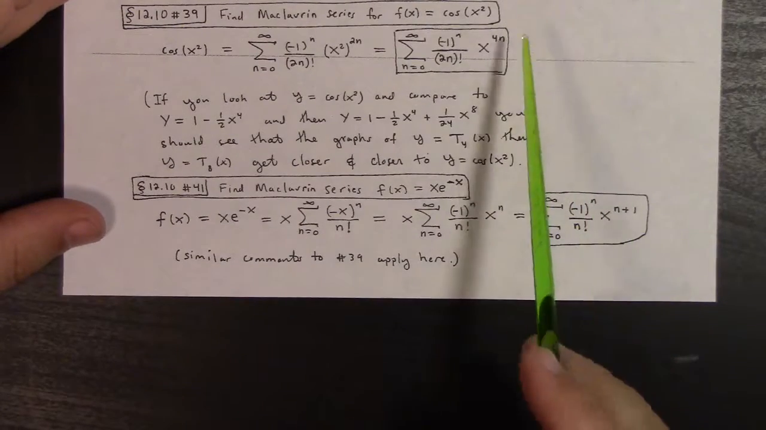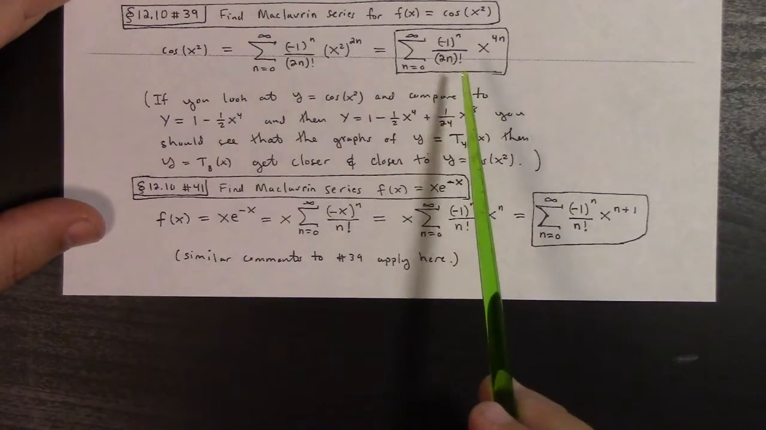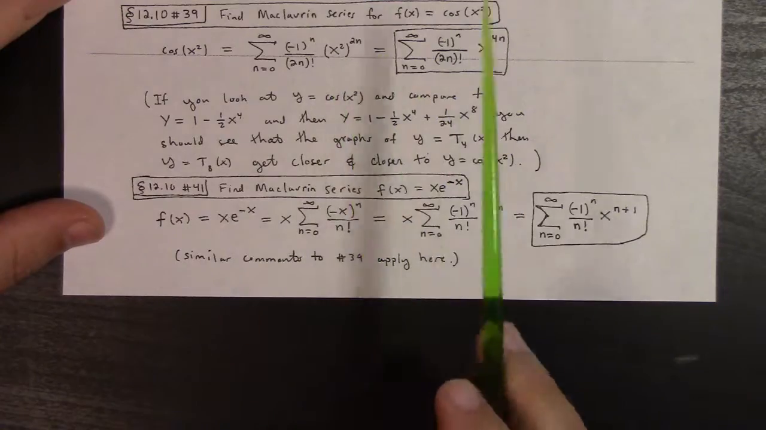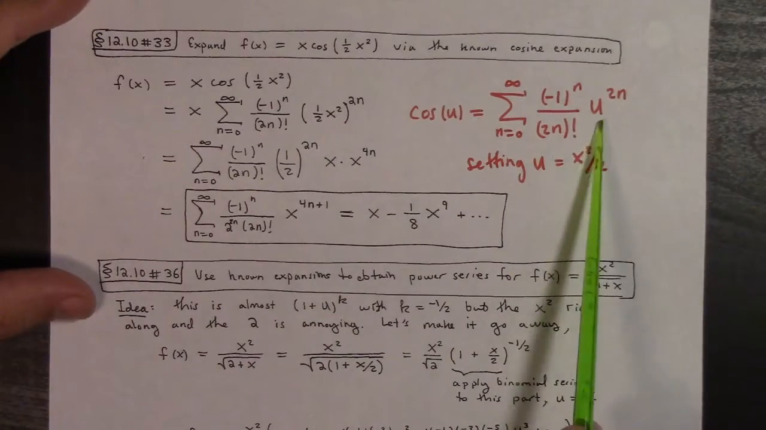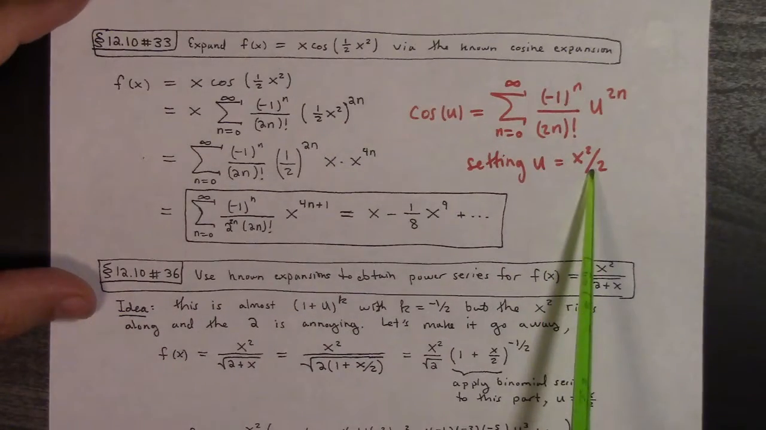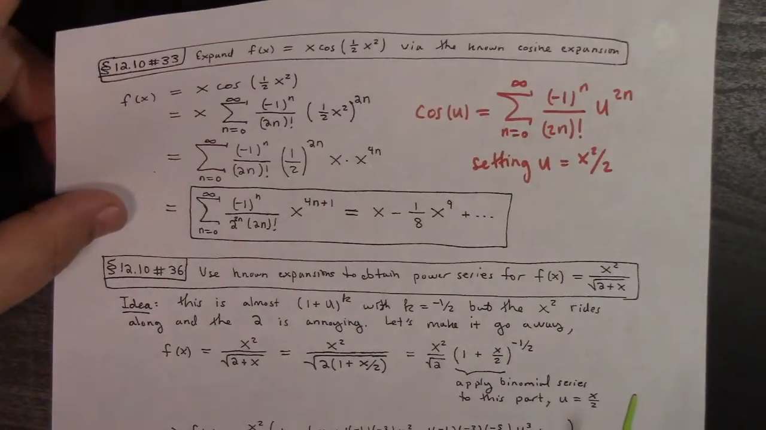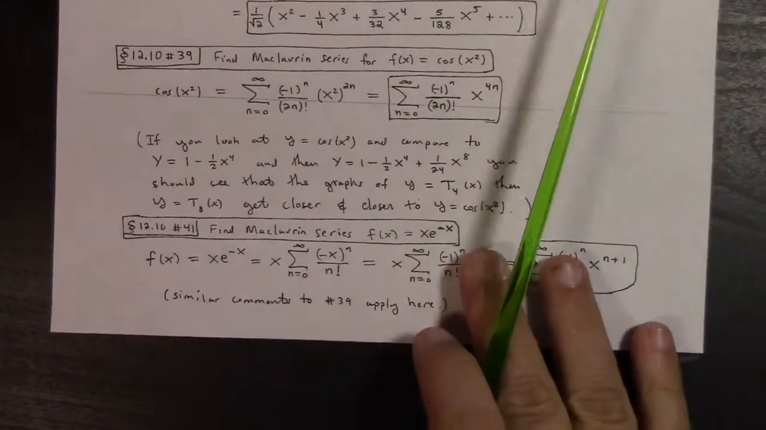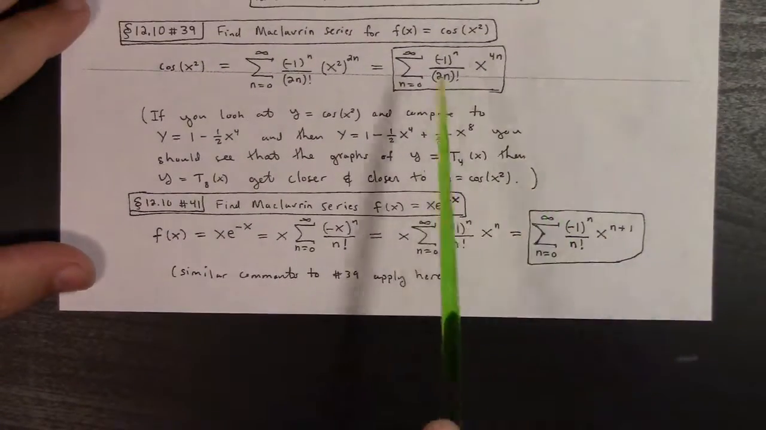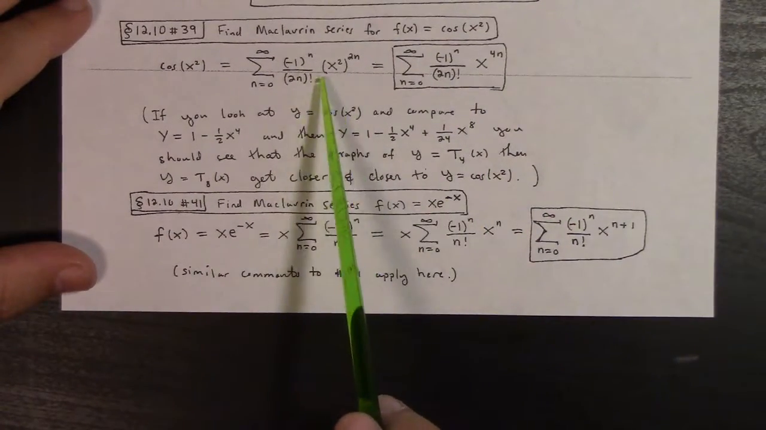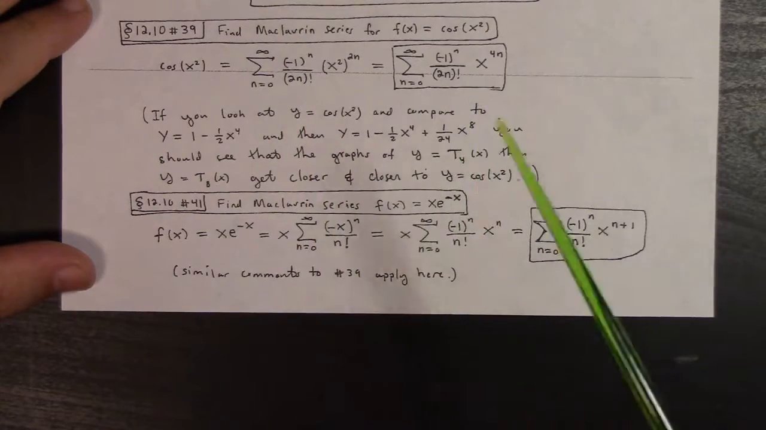Find the Maclaurin series for cosine of x squared. This one is pretty straightforward. We just go back to this again. Instead of putting u equal to x squared over 2, we put u equal to x squared, and there's no multiplication by x in the example I'm about to go back to. So we put u equal to x squared, and bam, we're done.